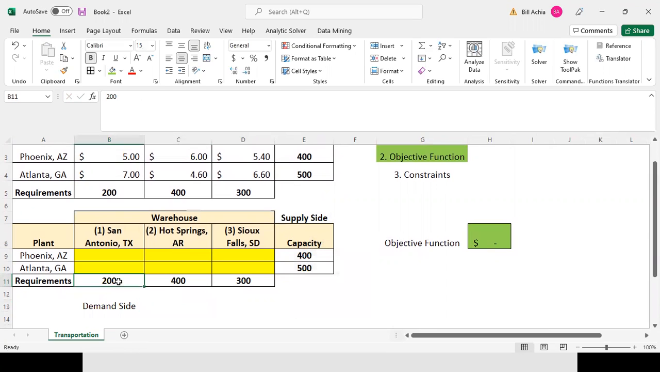So San Antonio requires 200 tons, Hot Springs 400 tons, and Sioux Falls 300 tons. Okay, so I need to ensure that everything that is demanded by the customers can be shipped by the warehouse. So how do I check that? I check what's our total capacity from Phoenix and Atlanta. That's 400 plus 500, which is 900 tons. And how much do our customers need in total? That's 200 plus 400 plus 300, which is 900 as well.